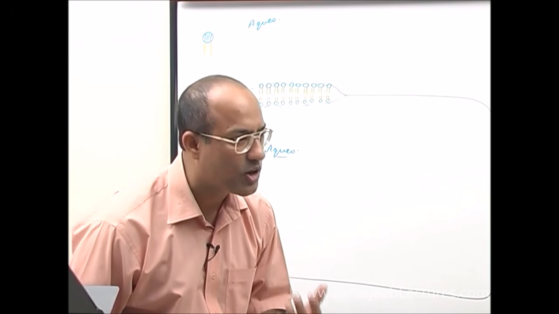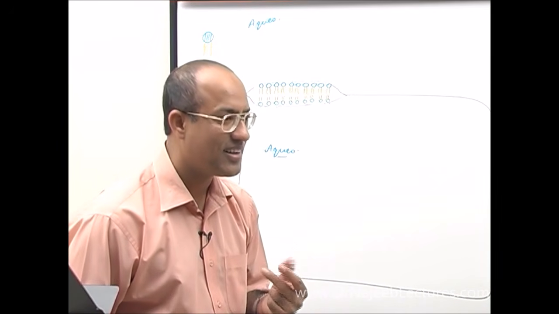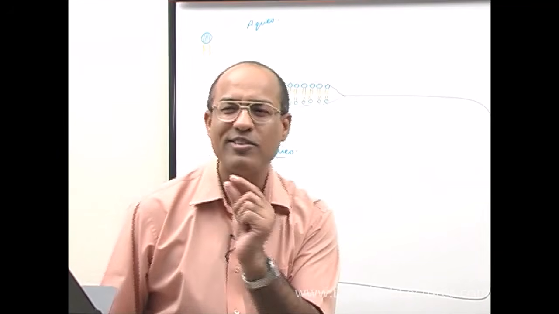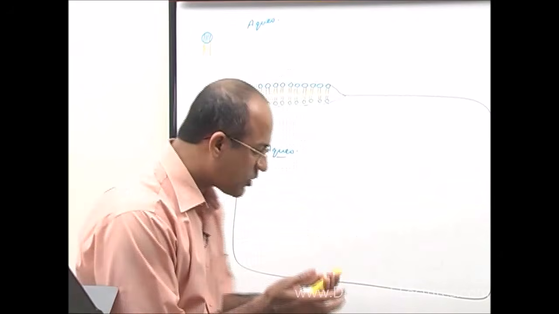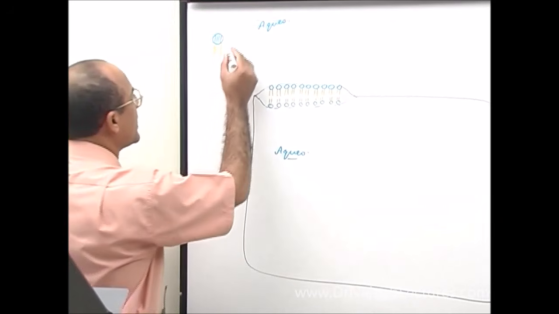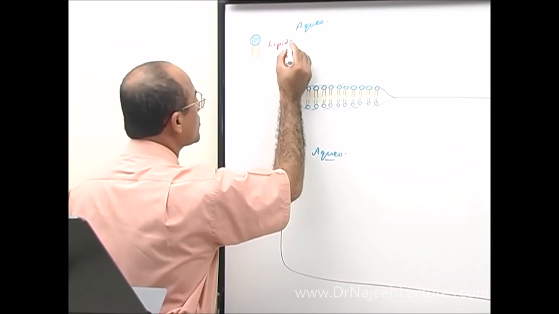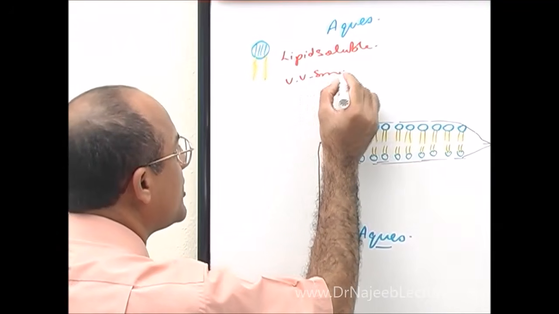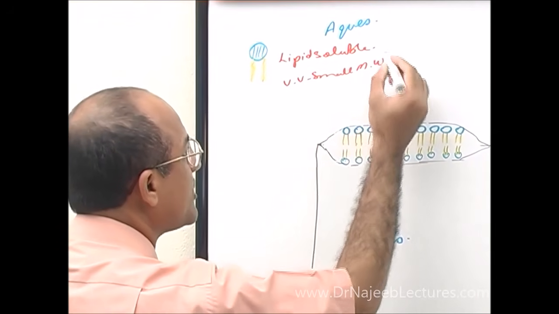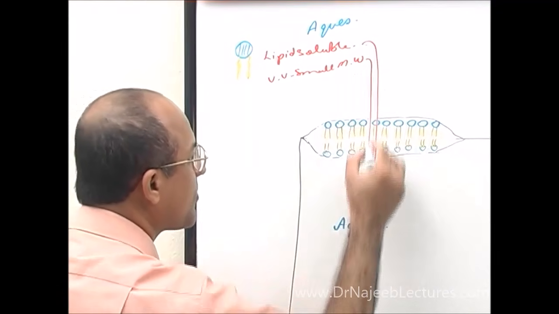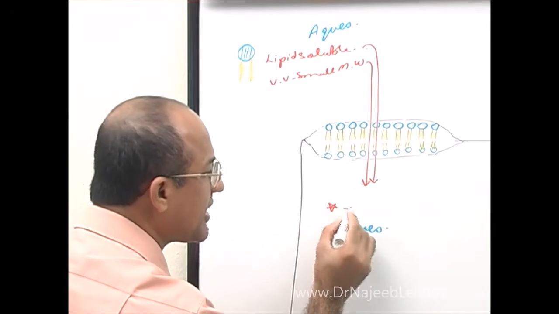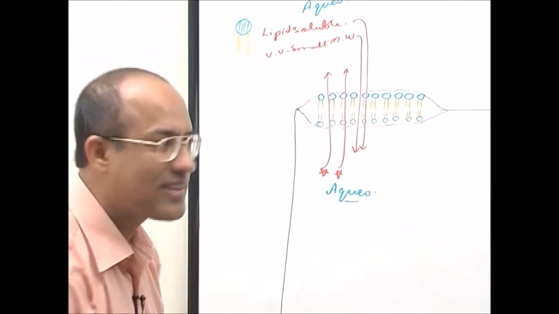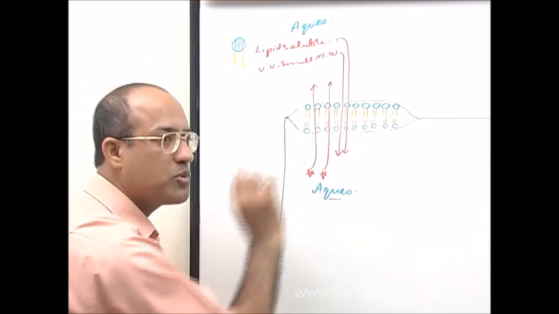Which substances can cross the cell membrane easily? Substances which are lipid soluble and substances which have very small molecular weight, right? So we can say that substances which are lipid soluble or have very, very small molecular weight can directly go into the cell, or if these substances are inside, they can easily go out. Why? Because they can dissolve into lipid and pass through it.